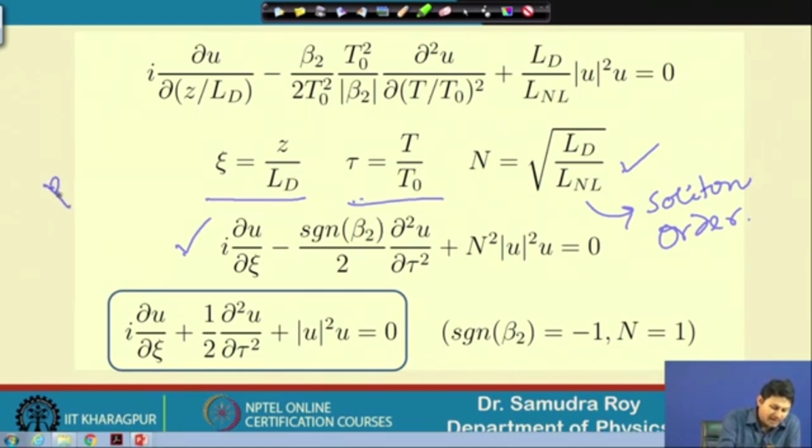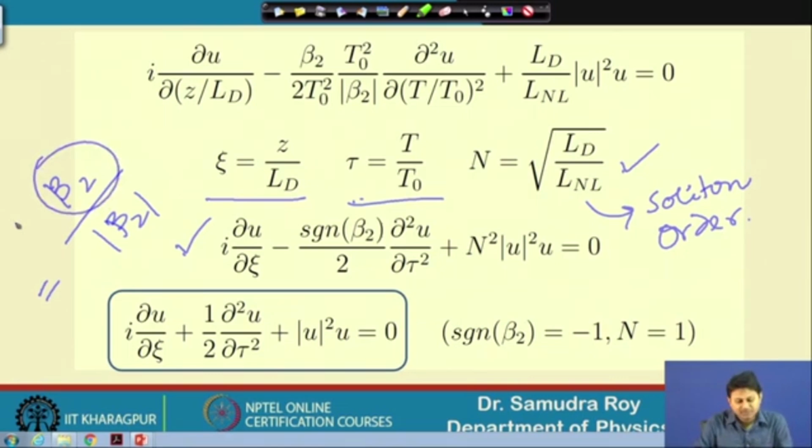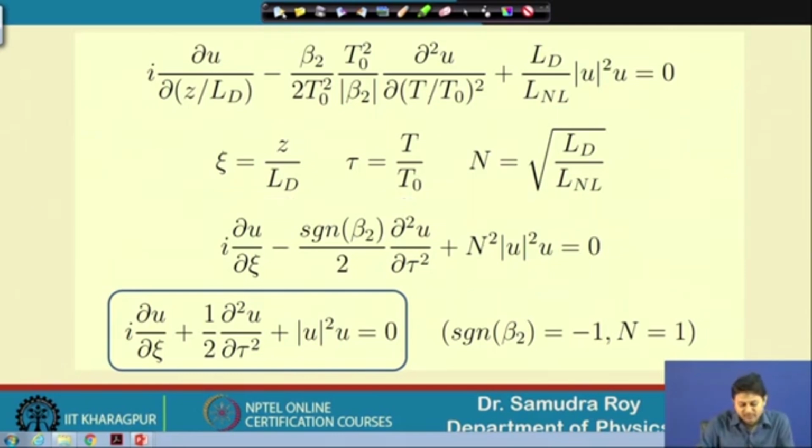So, here we had a term beta 2 divided by mod of beta 2, which is nothing but the sign of beta 2. That means second order dispersion may be positive or negative. If beta 2 is positive, we call it normal dispersion, and if beta 2 is negative, we call it anomalous dispersion. And mind it, optical soliton will evolve if my dispersion is anomalous in nature, then only we can counterbalance the dispersion with the nonlinearity.